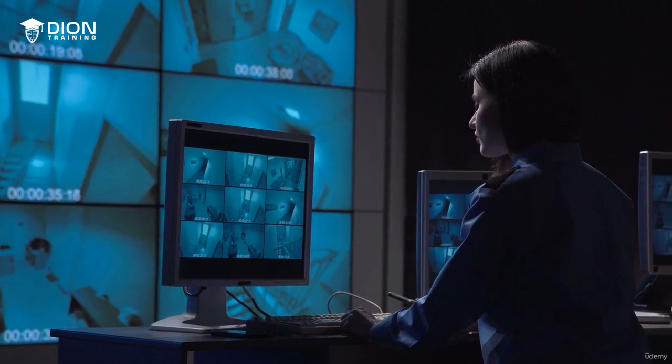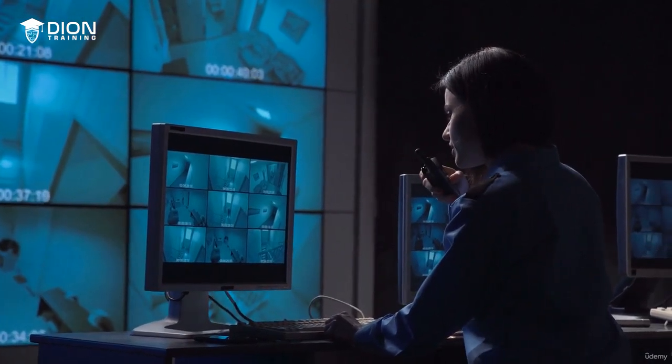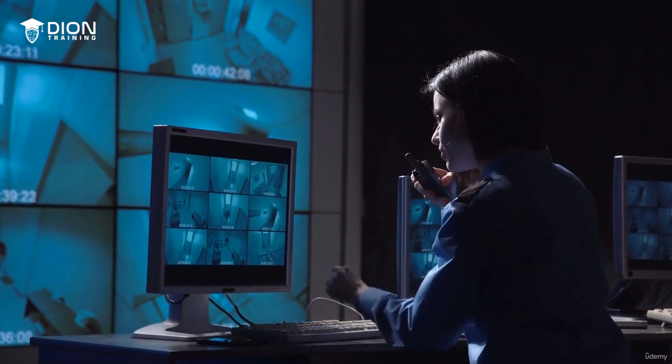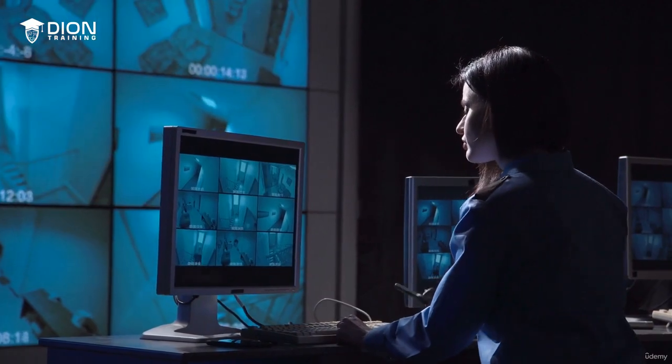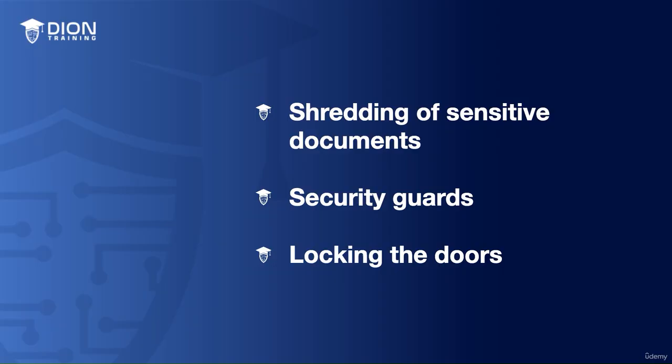From surveillance cameras and biometric scanners to reinforced doors and even barbed wire fences, these controls are designed to prevent unauthorized physical access. Other physical controls include things like secure shredding of sensitive documents, the use of security guards, or even simply locking the doors to your office whenever you leave the room. Physical controls are used to protect not only external threats, but also internal threats to ensure that only authorized personnel can access certain areas or assets.